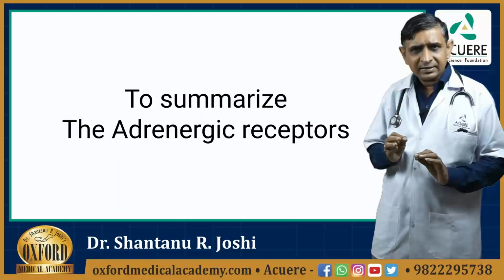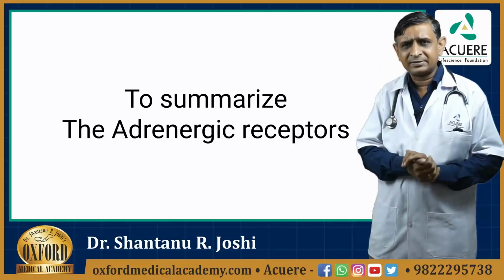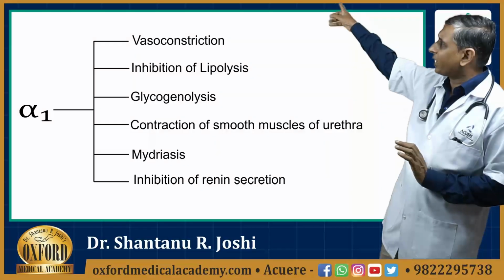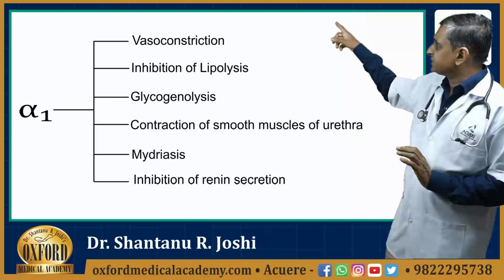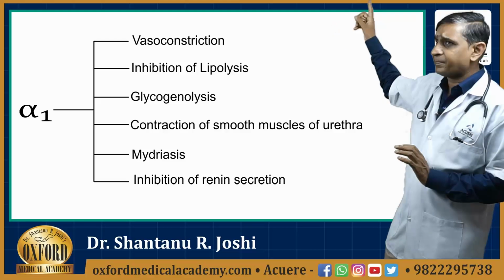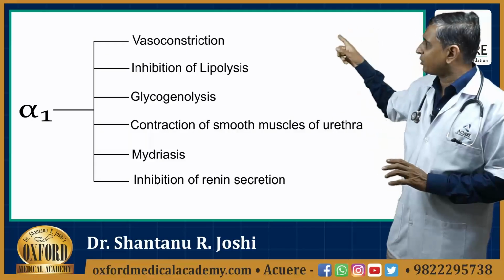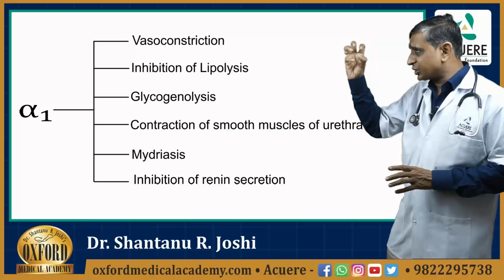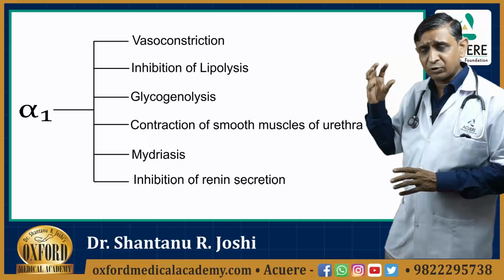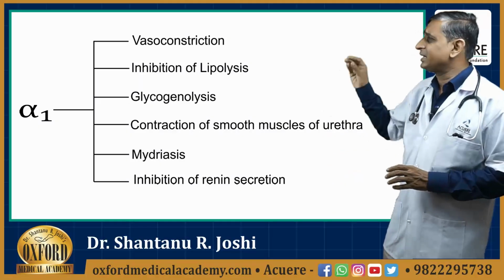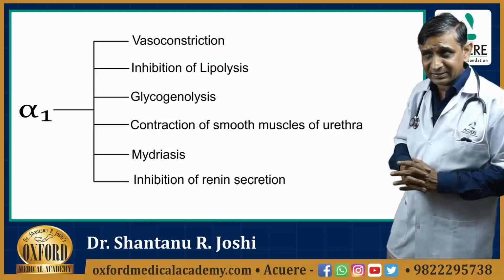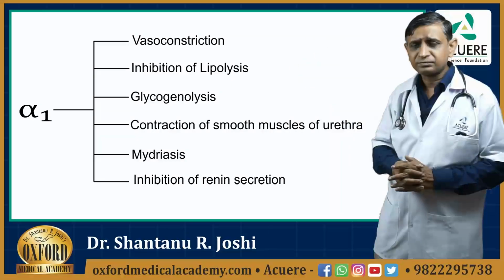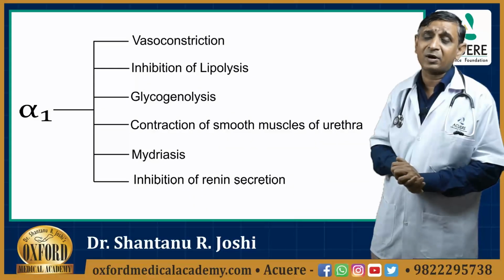To summarize the adrenergic receptors, alpha 1 is responsible for vasoconstriction. It is responsible for inhibition of lipolysis. It is responsible for glycogenolysis. It brings about the constriction of the smooth muscles of urethra. It brings about dilation of the pupil, that is mydriasis. It is responsible for inhibition of renin secretion. These are the properties related with alpha 1.